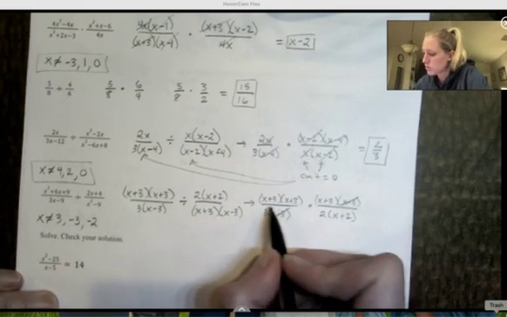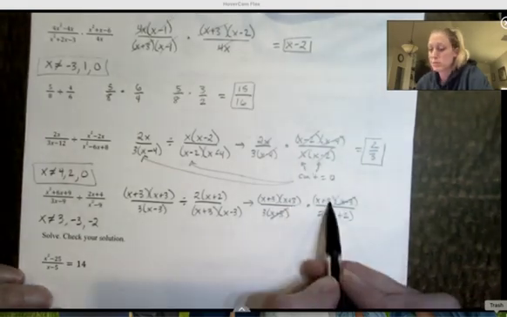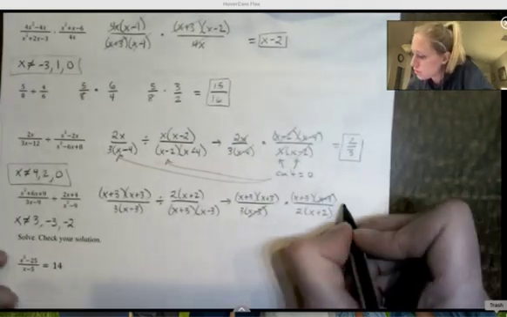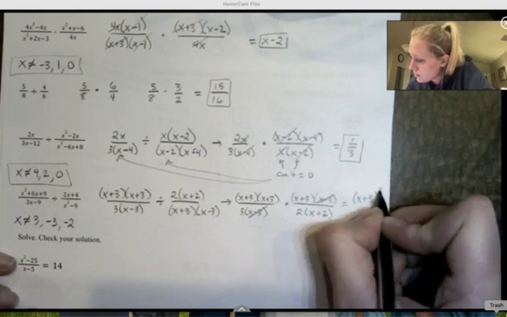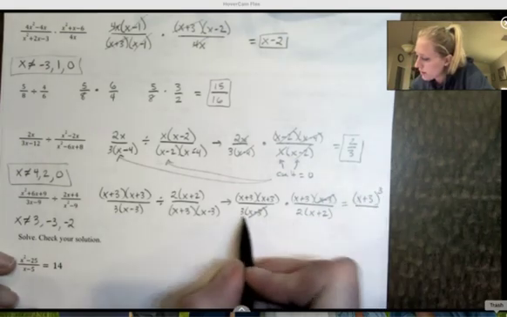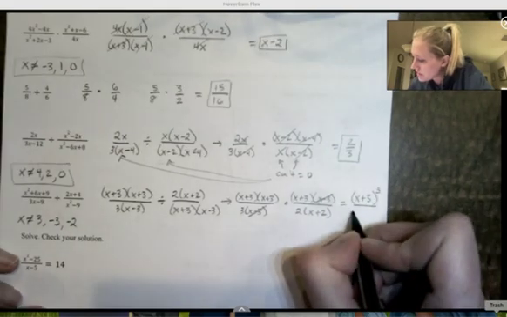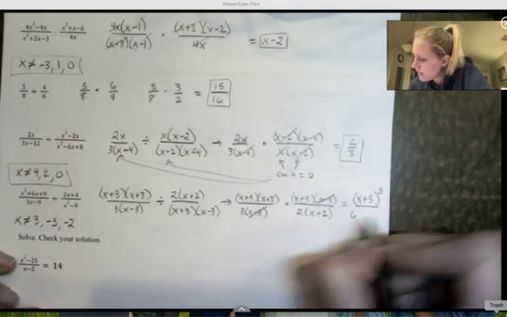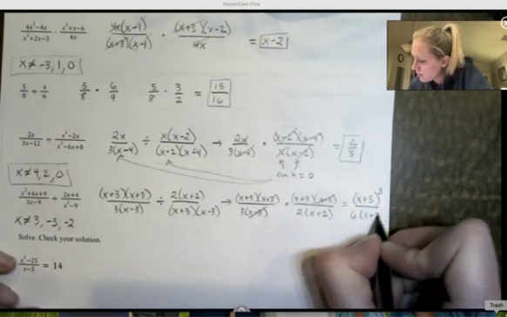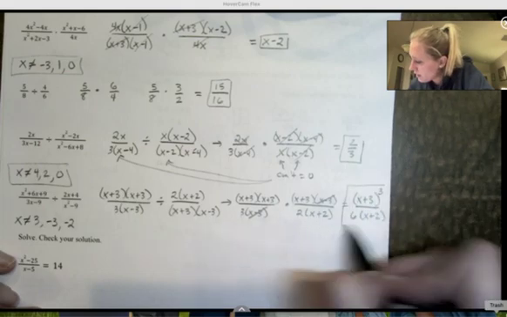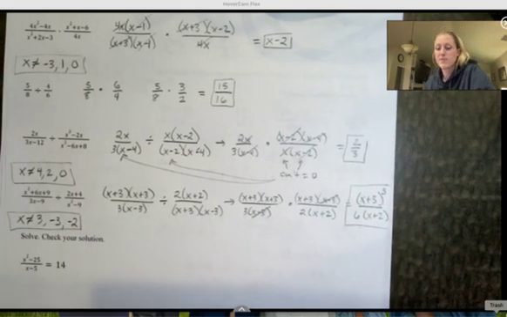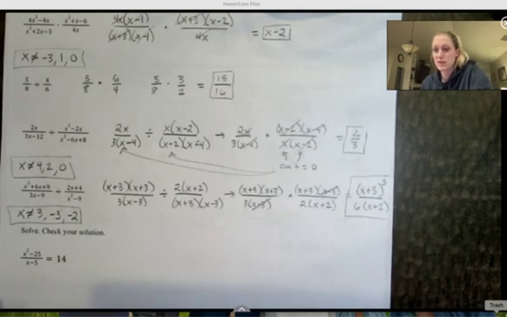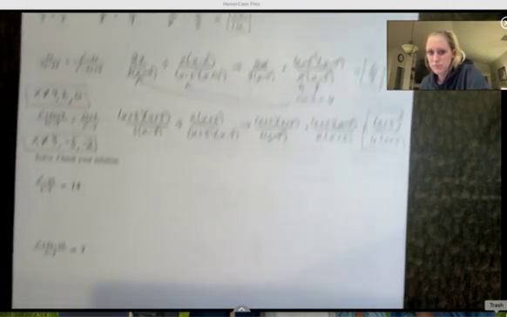So now I'm going to multiply straight across. So I have x plus 3, x plus 3, x plus 3, 3 of them. So the short way to write that would be x plus 3 cubed over, on the bottom I have 3 and 2, which is 6, and then x plus 2. So this would be our simplified version, and these are the values of x that would make the expression undefined.